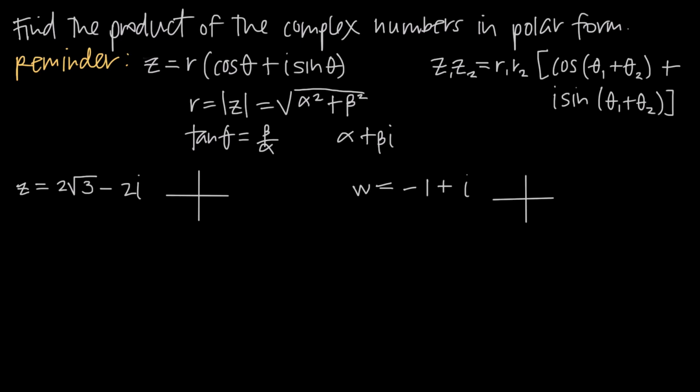In this video, we're going to be talking about how to find the product of two complex numbers and then write the product in polar form. So we're actually going to do this a little bit backwards.